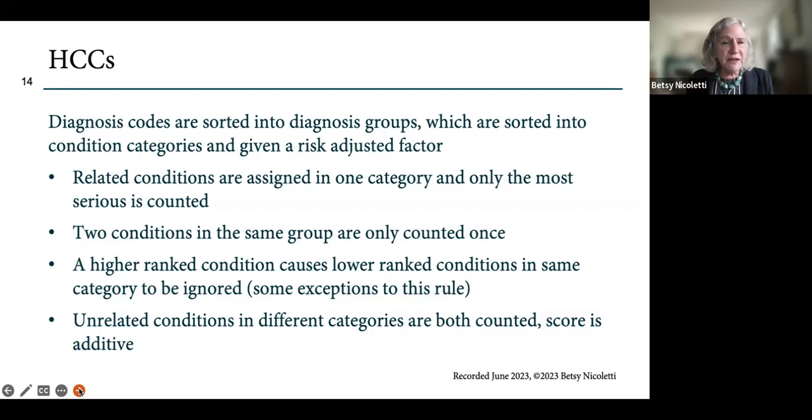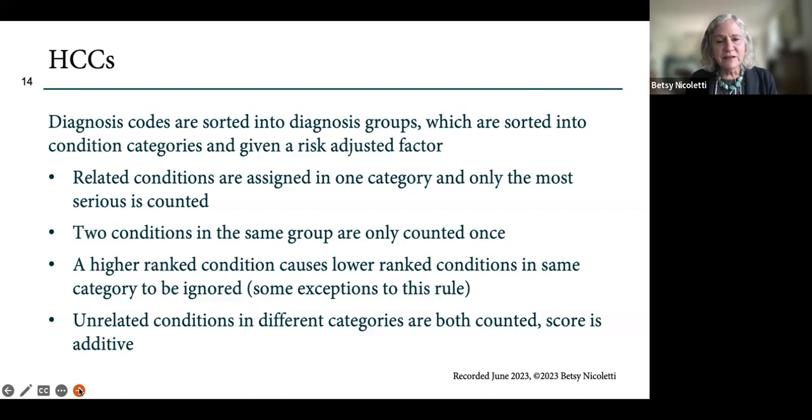All right, so related conditions are assigned in one category and only the most serious is counted. Two conditions in the same group are only counted once. So if you have a patient with two types of chronic complications of diabetes, it's counted once. In some instances, a higher ranked condition causes lower ranked conditions in the same category to be ignored.